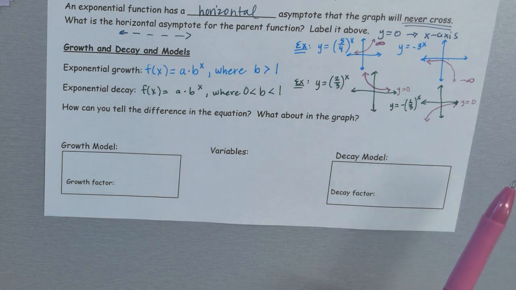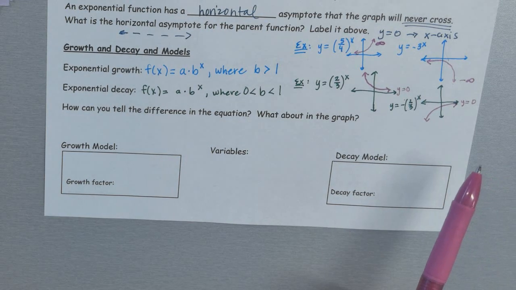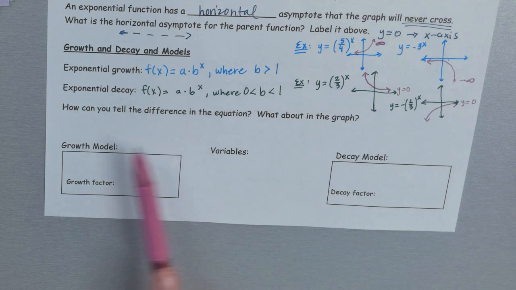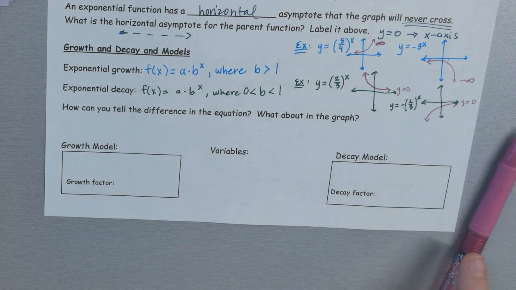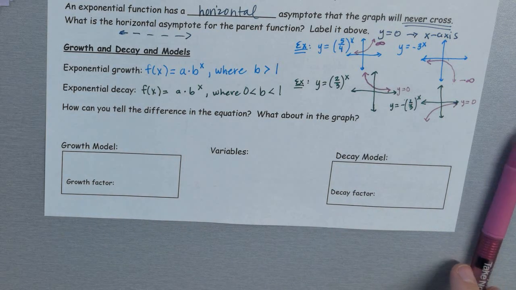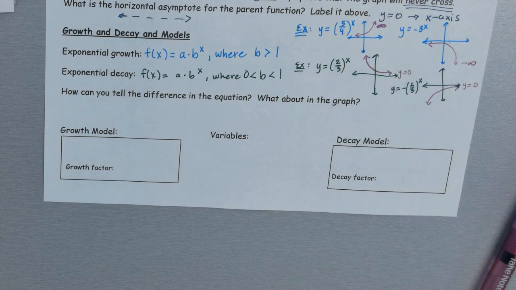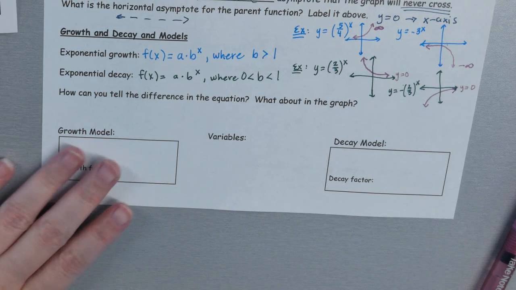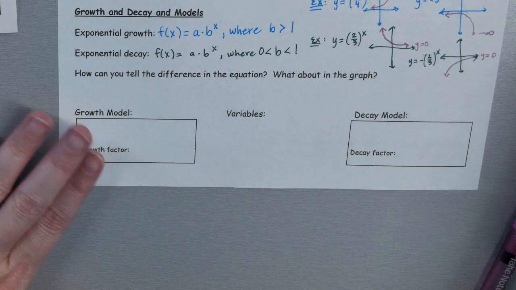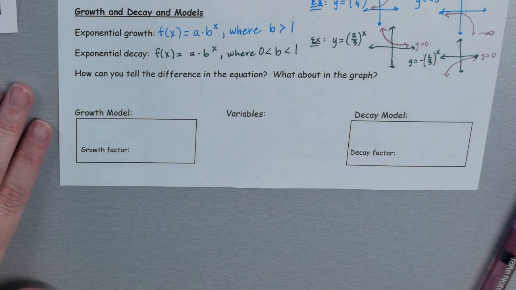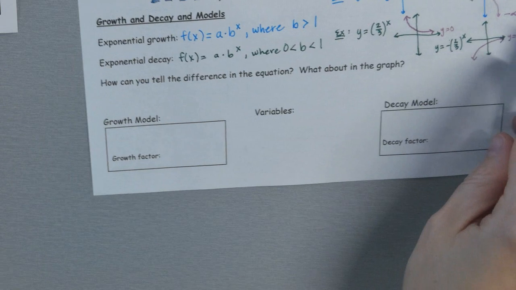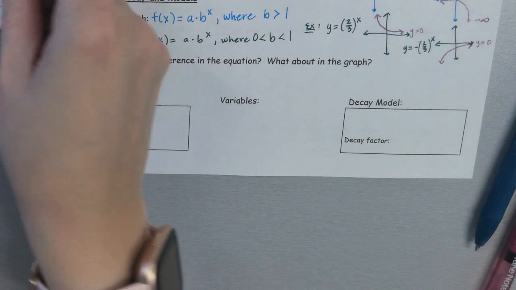Alright, so how can you tell the difference in the equation? What about in the graph? Well, we already talked about how you can tell the difference of the equation. When you're looking at these, you really do need to look at the absolute value. So that's what we're going to talk about here. I'm going to put up what I have for you.